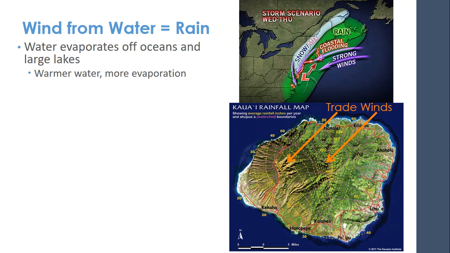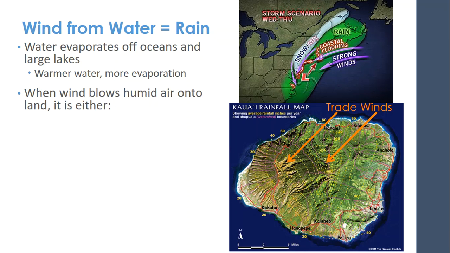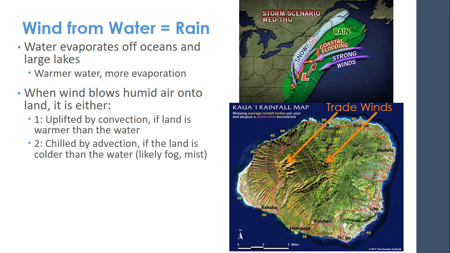So the warmer the water, the more evaporation you're going to get, but the water doesn't necessarily have to be warm. When the wind blows humid air onto the land, it's either uplifted by convection if the land is warmer than the water, or chilled by advection if the land is colder than the water, and you're likely to get fog or mist. But if the land is warmer than the water, it's going to get uplifted and you're going to get some type of precipitation. And so often in cold areas, you can get quite a bit of snow.